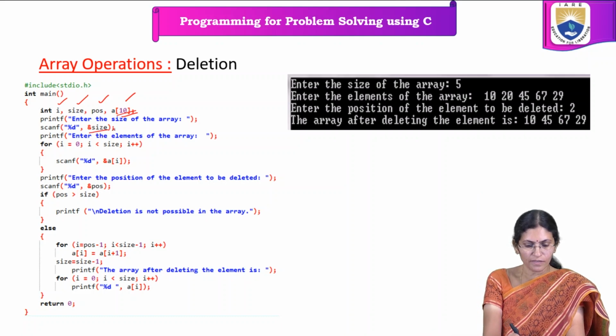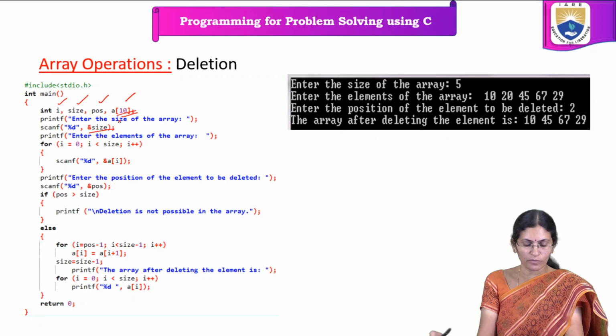So this scanf function will read the value of size into the variable size, and then array elements are read into the variable A at the address specified along with the index. So at A of 0 the first element will be read, then A of 1, the second element will be read, and so on. So this will repeat 5 times. If the size is mentioned as 5, this loop will run for 5 times.